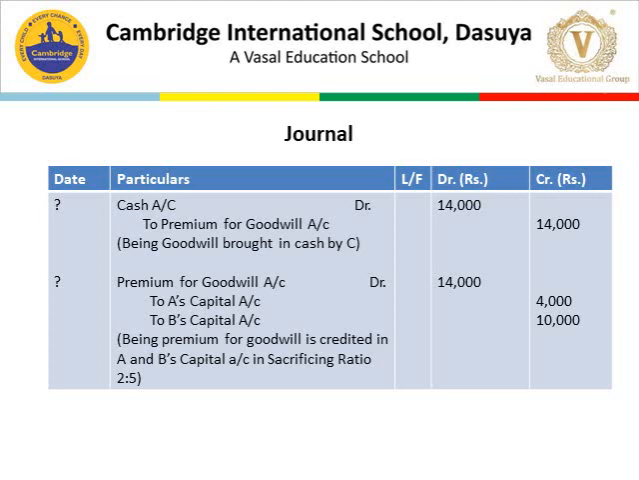The journal entry will be premium for goodwill account debit with 14,000 to A's capital account and B's capital account. A's capital account is credited with 4,000, B's capital account is credited with 10,000. Narration being premium for goodwill is credited in A and B's capital accounts in their sacrificing ratio, which is 2:5. Here the premium for goodwill is the amount of compensation which is given to the sacrificing partners for what they have sacrificed for the incoming partner C.